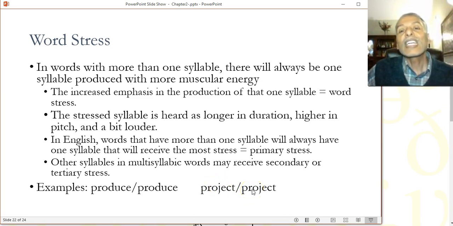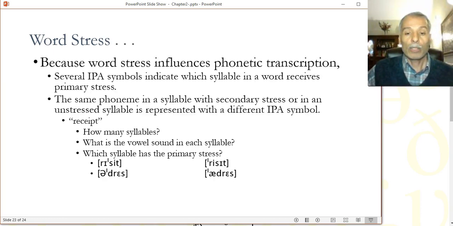But when you say project, then the first part is more exaggerated, and if you move the stress to the second syllable, you have to make the first syllable weaker. So you say project, and you can use a schwa instead of the o. The first syllable here becomes a schwa when you do it this way. So the stress is going to change the way you transcribe words sometimes.